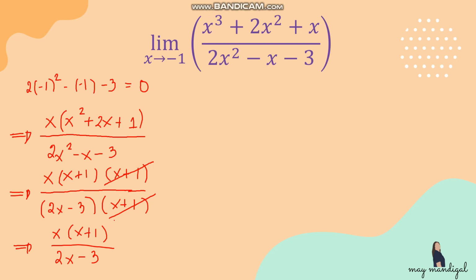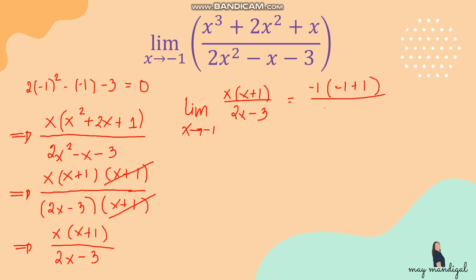That is the technique that you will do if you notice that when you do direct substitution, the denominator will be 0. You have to simplify it first by factoring. So let's now proceed with substitution. x times x plus 1 all over 2x minus 3 as x approaches negative 1. Let's substitute: negative 1 times negative 1 plus 1 all over 2 times negative 1 minus 3. The numerator will be 0 all over negative 5, which if we simplify is just equal to 0. So that means our function approaches 0 as x approaches negative 1.